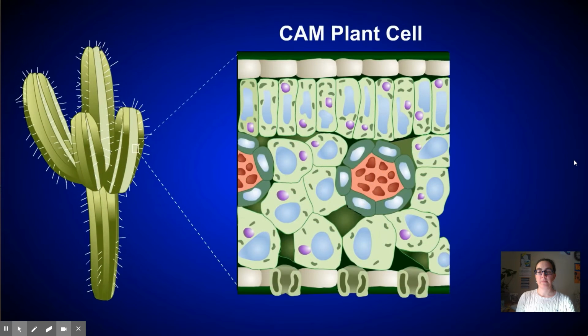A second way of addressing the problem of oxygen is to change the timing of photosynthesis. This is called CAM photosynthesis, and in many ways it's similar to C4 photosynthesis, except that the timing of the process changes.